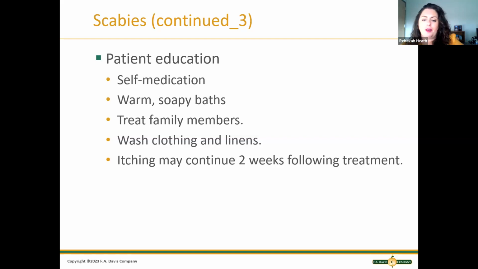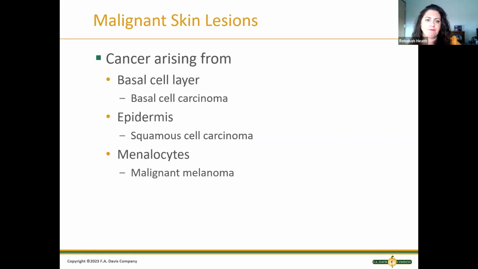With scabies, it's tough because these patients, when you have those lesions, they can be itchy for up to 2 weeks, even after they've been treated. So it can be pretty miserable.